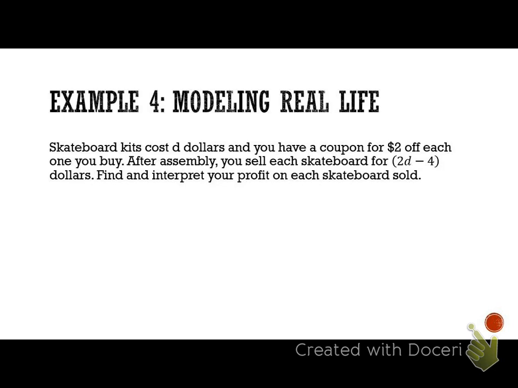Okay, a skateboard kit costs what? What does a skateboard kit cost? They don't tell us. Maybe the prices fluctuate. I don't know. But it costs $D. And you have a coupon for $2 off each kit. After assembly, you sell each skateboard for 2D minus 4. That's the formula. You would multiply 2 times the amount you paid for the kit and subtract 4. So find and interpret your profit on each skateboard sold.